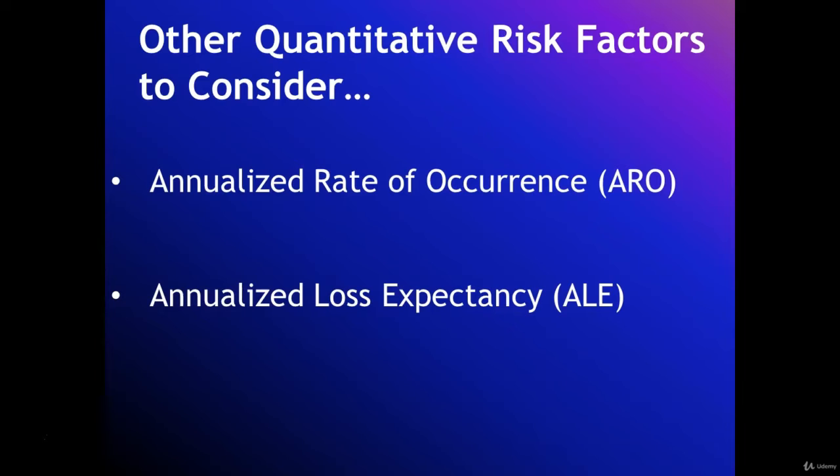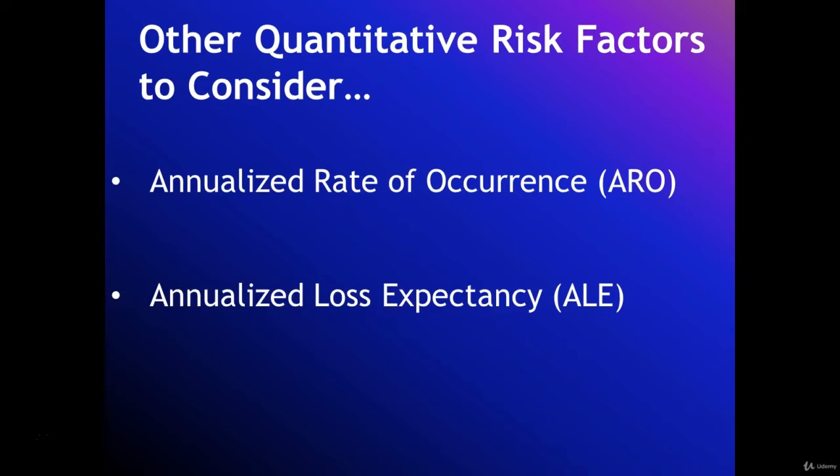The annualized rate of occurrence, or ARO, is the value that represents the estimated frequency of a specific threat taking place within a 12-month time frame. The range can be from 0.0, in other words never, to 1.0, in other words once a year, to greater than 1, several times a year, and anywhere in between. For instance, if the probability of a fire taking place and damaging our data warehouse is once every 10 years, the ARO value is 0.1.